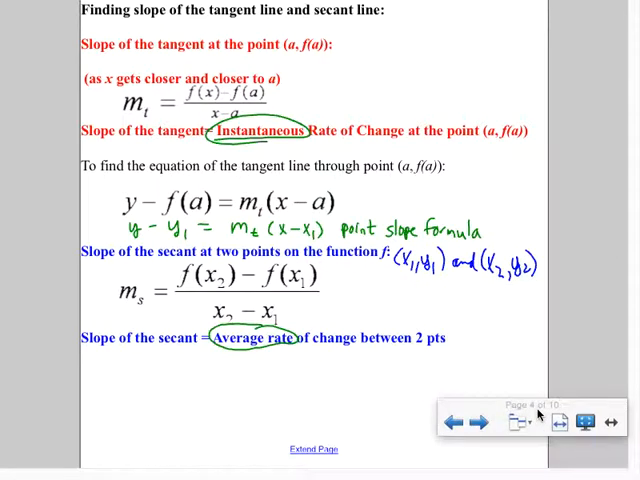So you have to memorize the fact that the slope of the tangent is an instantaneous rate of change and the secant is an average rate of change. They both rely on some of the formulas from the past. One, we are trying to get as close to x as we possibly can. The other can be between any two points along your curve. But please know these facts by heart.